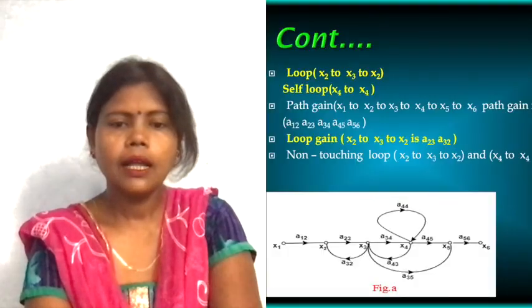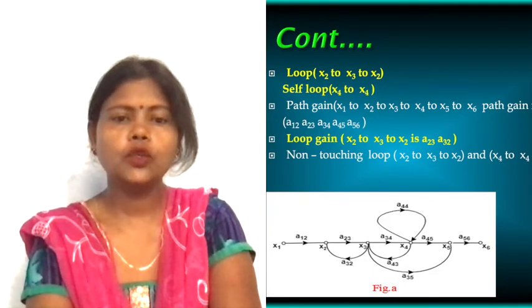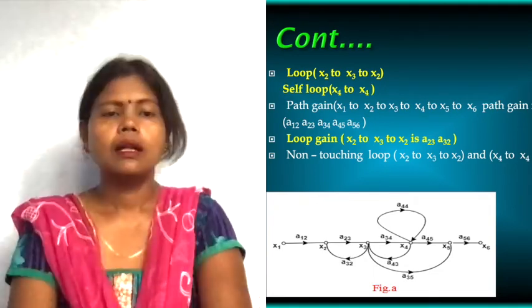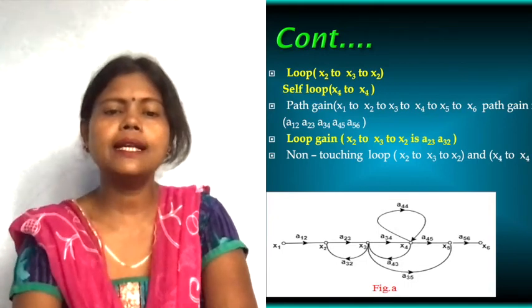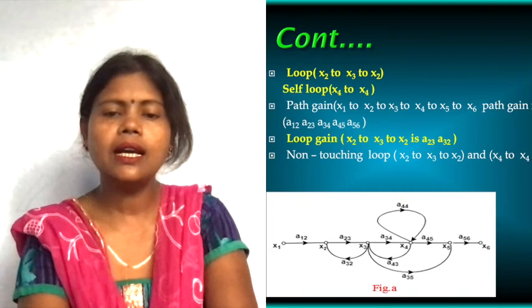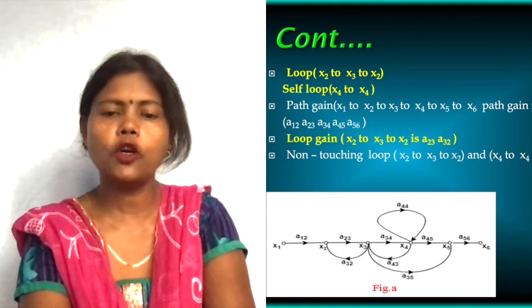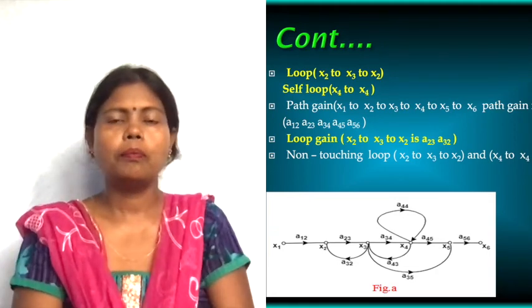Loop: it is a path that starts and ends at the same node. Here x2, x3 to x2. Self loop: it starts at a node and ends at the same node. That means this is the self loop, x4 to x4.